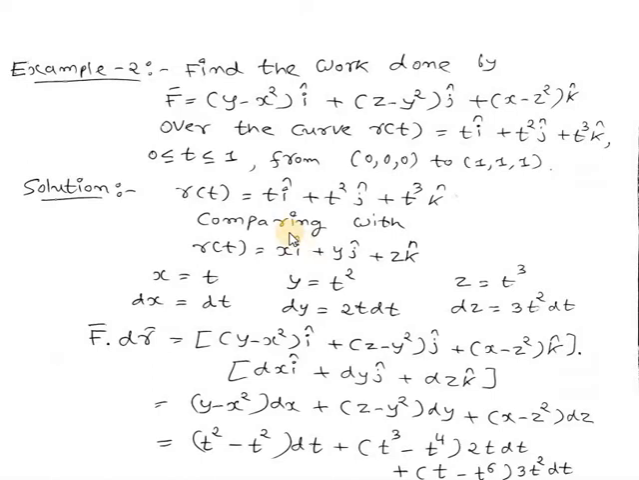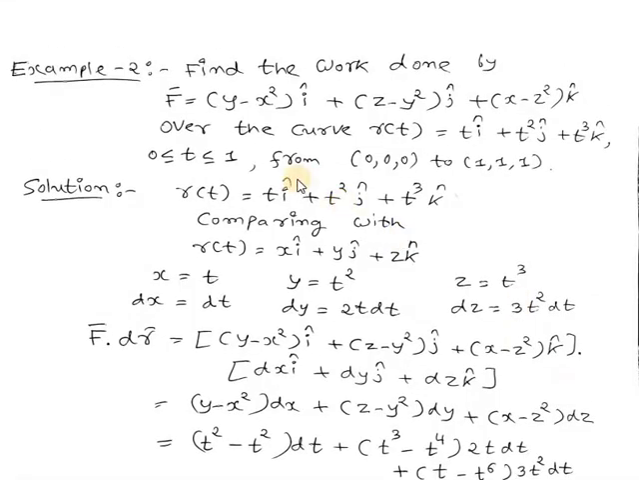We will compare with this standard form, that is xi plus yj plus zk. So we will get x equal to t, y equal to t square and z equal to t cube. Now find dx. dx will be dt, dy is equal to 2t dt and dz is equal to 3t square dt.